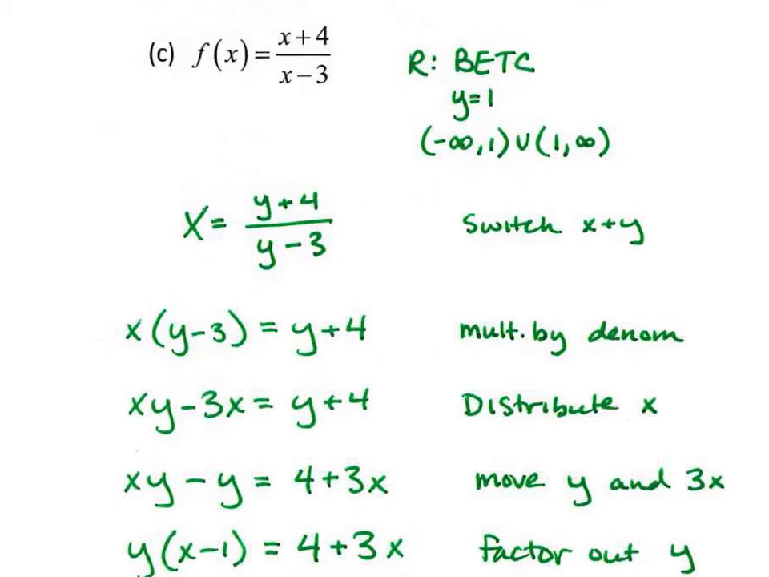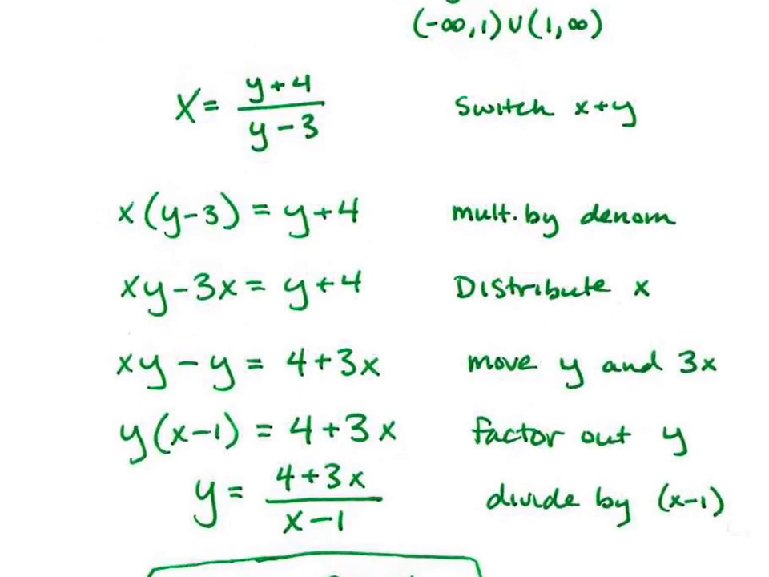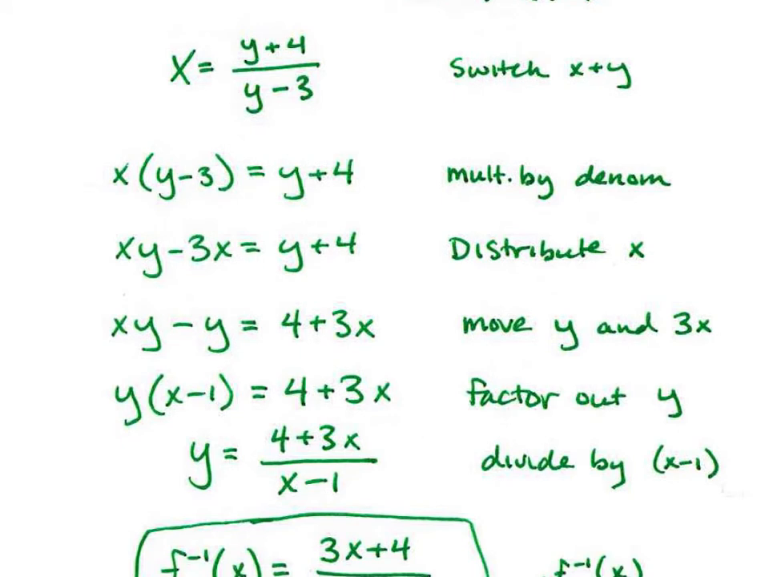We're going to switch the x's and the y's, which in this case has 2 y's and 1 x, because there was 2 x's over here. No big deal. We need to solve for 1 y. So here's where the algebra gets kind of wild. We are first going to multiply by the denominator on both sides. Basically, take the denominator to the other side. Okay, maybe draw these arrows in with me. Then we're going to distribute this x to the y and the minus 3. I get xy minus 3x equal to y plus 4.